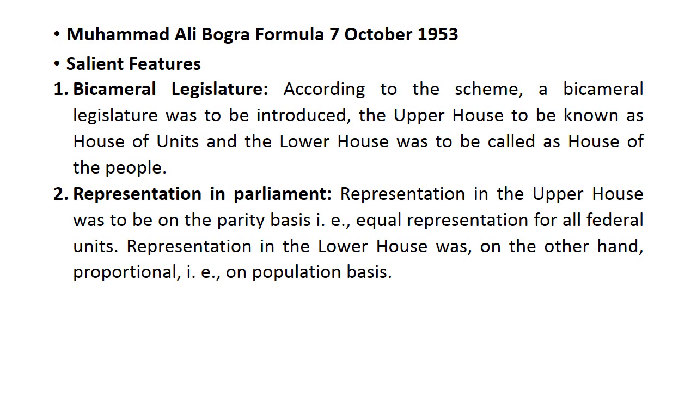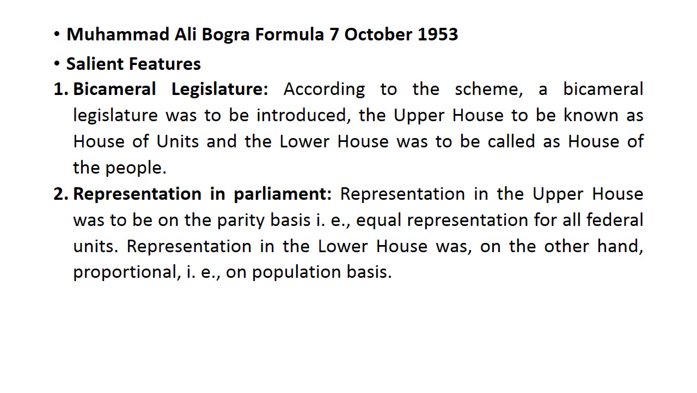what the formula was. This formula was presented to the Constituent Assembly on 7 October 1953, and these were the salient features. You can see the first one, bicameral legislature. According to this scheme, this formula of Bogra, a bicameral legislature was to be introduced. The upper house to be known as the House of Units, and the lower house was to be called the House of the People.